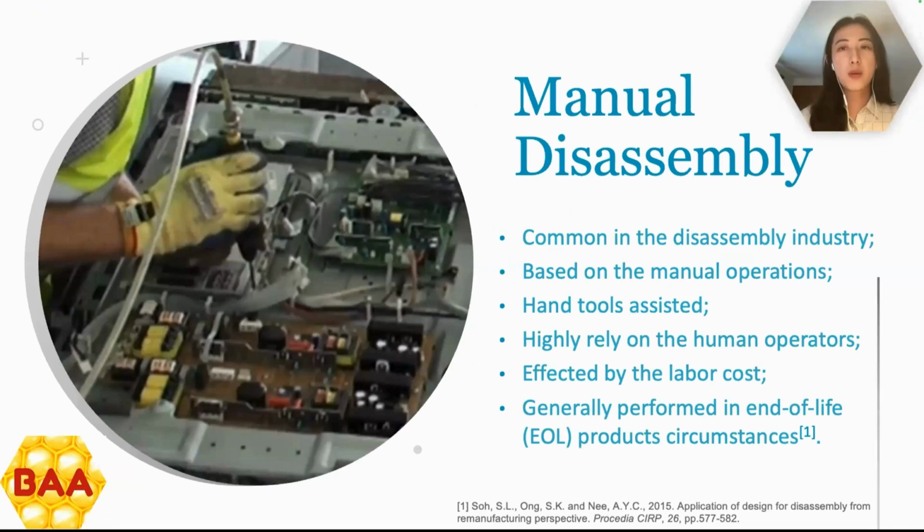So manual operation is a common thing in the industry now. Here are some characteristics of manual disassembly: based on manual operations, they are hand-tool assisted. They are highly reliant on human operators and affected by labor costs. Also, they are generally performed in end-of-life product circumstances. And due to the complexities of the disassembly process, the jobs are always finished by handwork now.